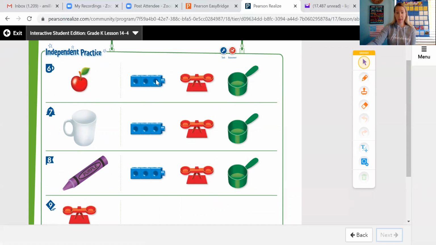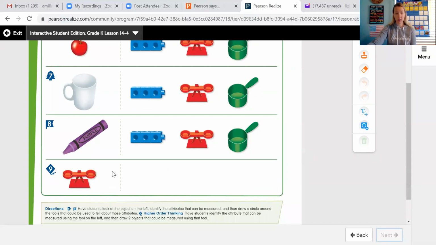Could you measure the height and length of a cherry? Could you use a balance scale to measure if a cherry is heavier or lighter than another object? And could you use a measuring cup to figure out how much a cherry can hold or how many cherries there are? Same thing with the cup, same thing with the crayon.